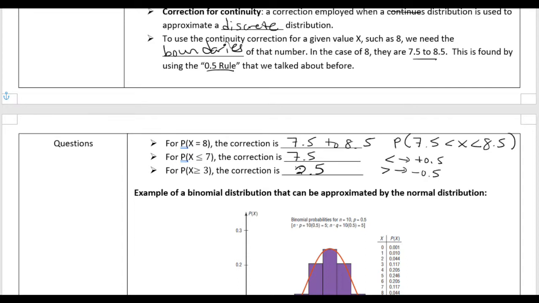All right, which means that whenever we write the probability, it's going to be the probability that x is less than or equal to 7.5. And for this one, it's the probability that x is greater than or equal to 2.5. All right, and that's the correction factor to correct for continuity.